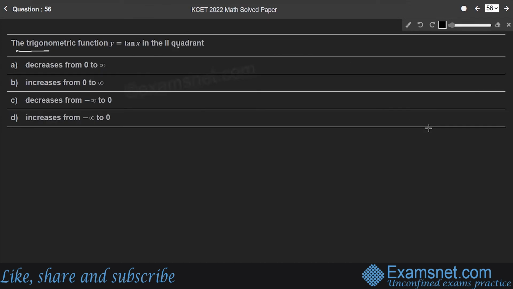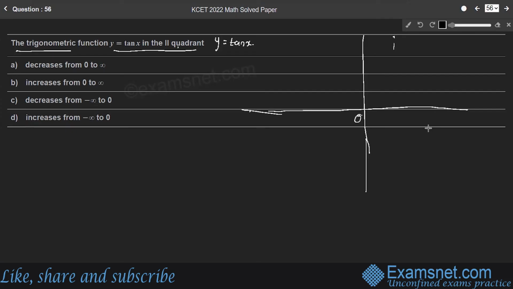Question 56. The trigonometric function y is equal to tan x in the second quadrant. So, let us plot a graph of y is equal to tan x. We'll consider the Cartesian coordinate system. So this is the origin. The first quadrant means towards the positive x-axis. So let the angle be pi by 2. Therefore in the second quadrant, since it is the negative x-axis, the angle will be minus pi by 2.